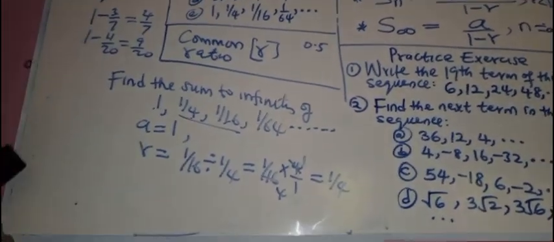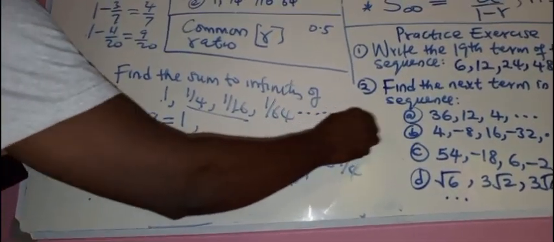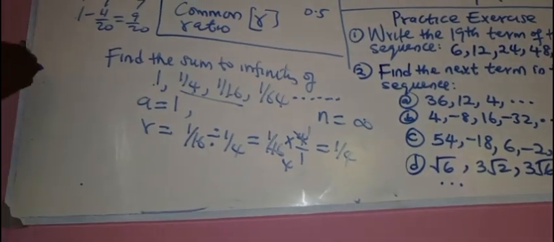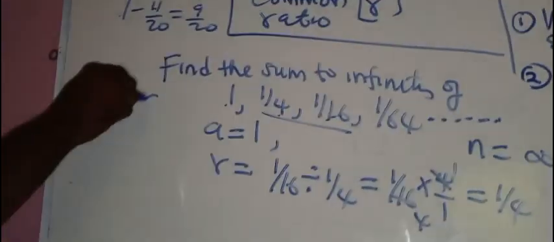Now come here, look at this. So no n because it's to infinity. N is to infinity, it doesn't have n. So that is why n does not appear. So the formula is this. Sum, please the camera here. Sum to infinity is a over 1 minus r.